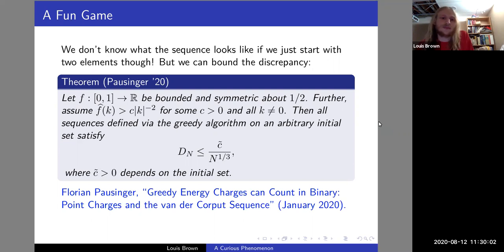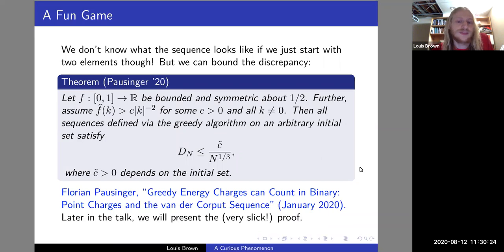And this is the paper where both of these theorems are from, and it's blue because I made it a hyperlink, so if you want to look through the slides later, you can just click on this and it will open up the arXiv paper. Greedy energy charges can count in binary, point charges in the van der Corput sequence. We're going to come back to this later to show the proof, but we need to build up some machinery first, but it's a very slick proof.